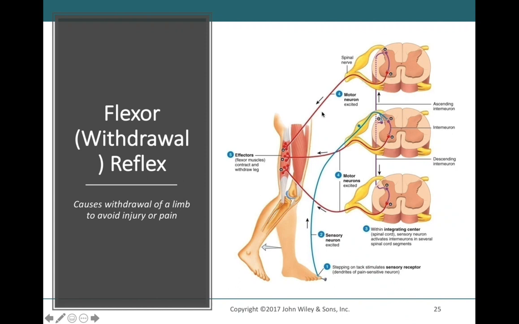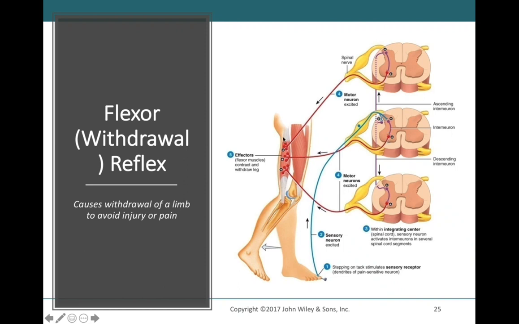And this is going to cause the contraction of our hamstring group. We call this the flexor withdrawal reflex because we're actually contracting our flexor muscles and withdrawing our leg. Now the second place that this goes is to an additional excitatory interneuron that's going to stimulate a motor neuron that will also help to contract the hamstring group.